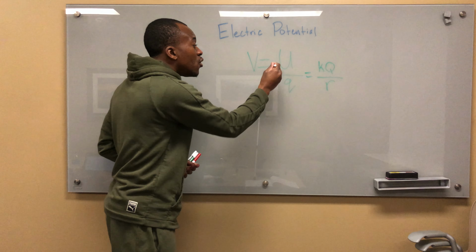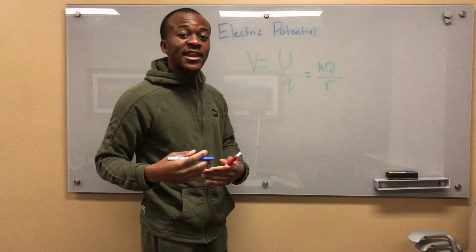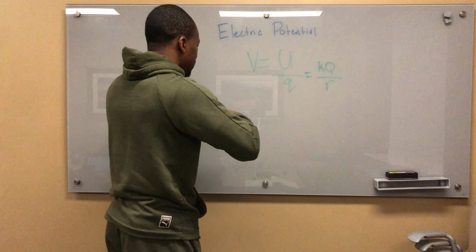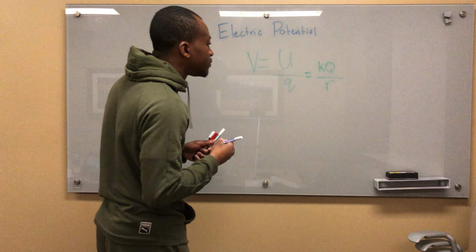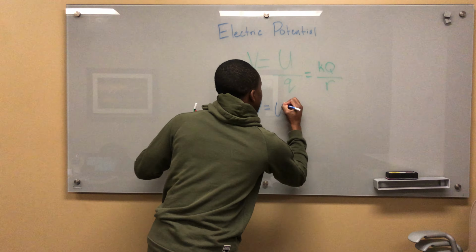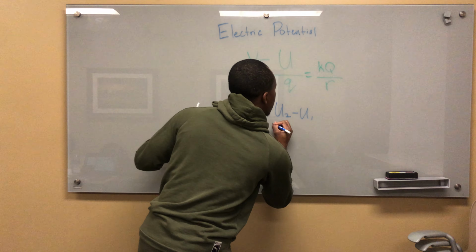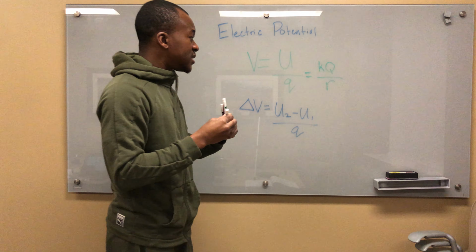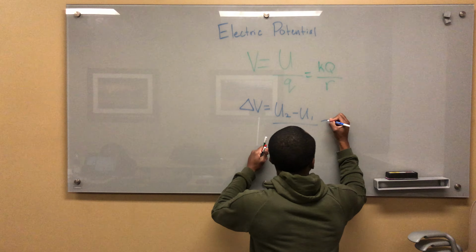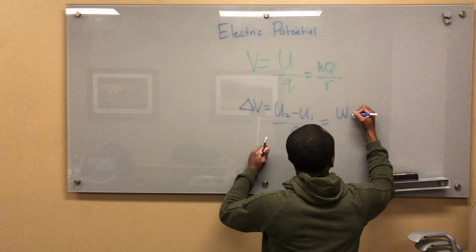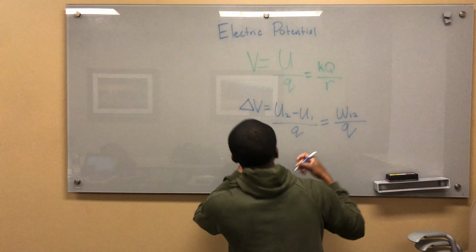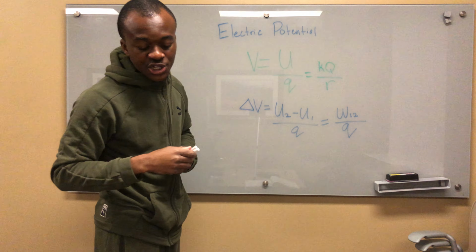I know that the change in potential energy can also be defined as work. So I can say this, that delta V is equal to U2 minus U1 over Q, right? Because that's our difference in potential energy. So therefore, I can also say this. It's equal to work, and you might say work 1 to 2 over Q. That is also what we call our voltage.